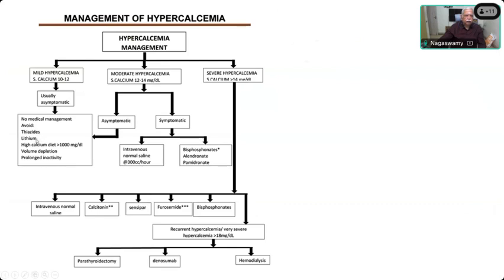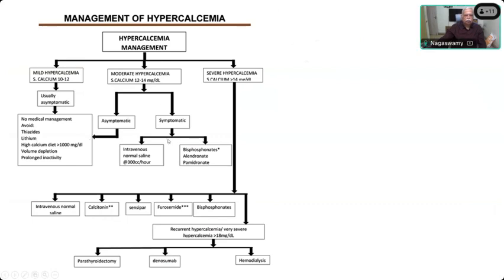Thiazides, lithium, high calcium diet. They should not be volume depleted, and prolonged inactivity should be avoided. And for moderate hypercalcemia, where the calcium level is between 12 to 14 milligram, if they are asymptomatic, just watch them, observe them, and you can take them up for surgery.